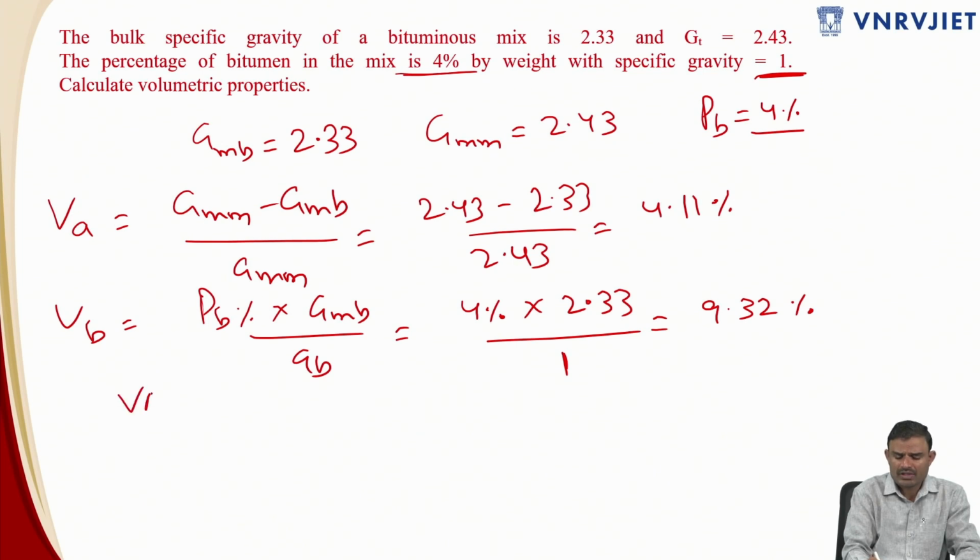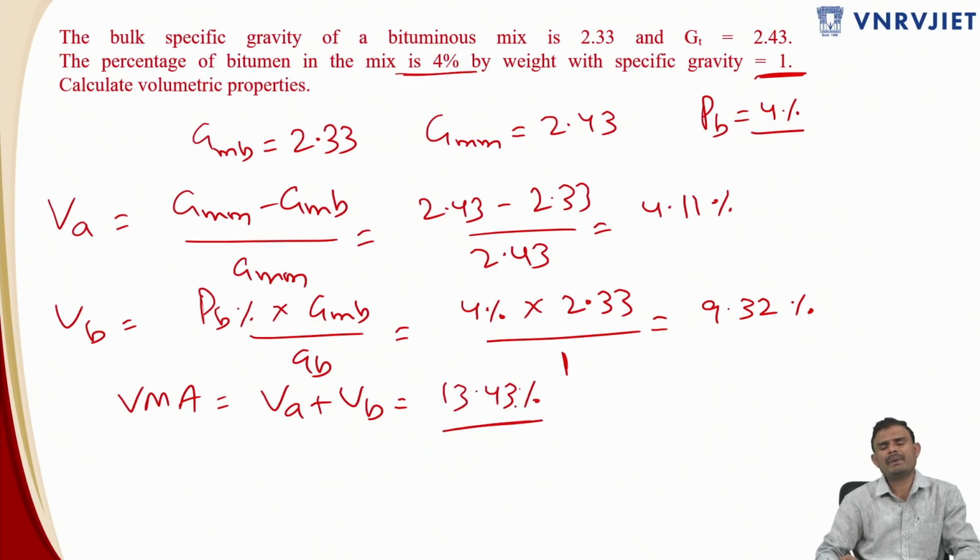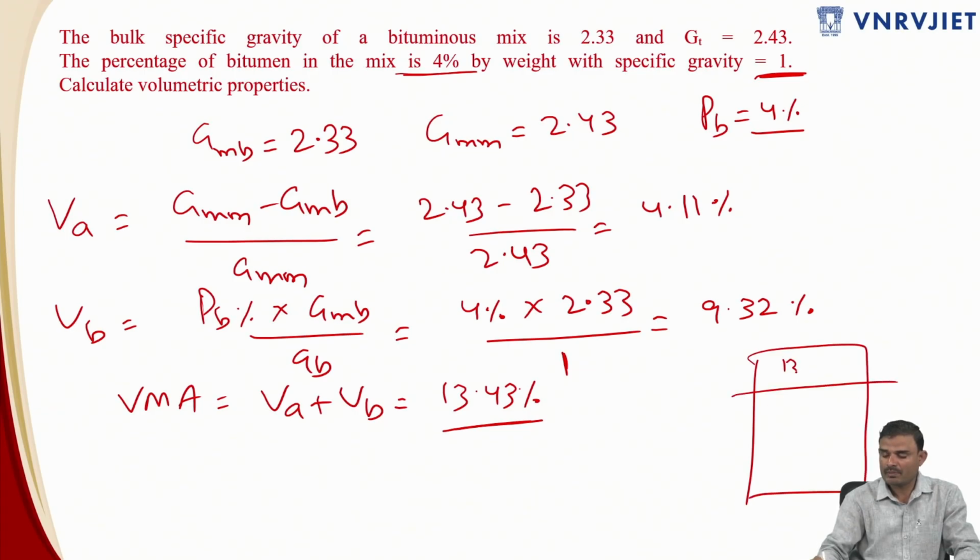Then you have to calculate VMA, which is very easy: the combination of VA plus VB, which in this condition is 13.43%. So among the 100% you have taken here, 13.43% is the voids. The rest of that is nothing but aggregate stone. Again, there is a limit, if you go deep, on the minimum percentage of voids in mineral aggregate that should be left over, but I am not going into the depth. So 13.43% is left over.